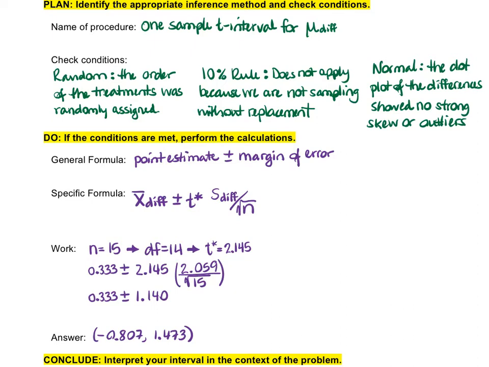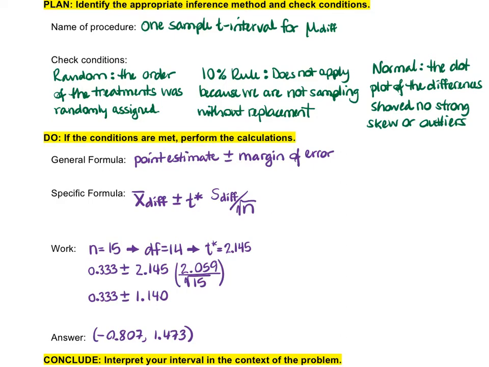So we plug everything into our formula, the point estimate plus or minus t star times the standard error, and we end up with this interval. Notice it goes from negative to positive. We know that that's going to be significant in a minute.